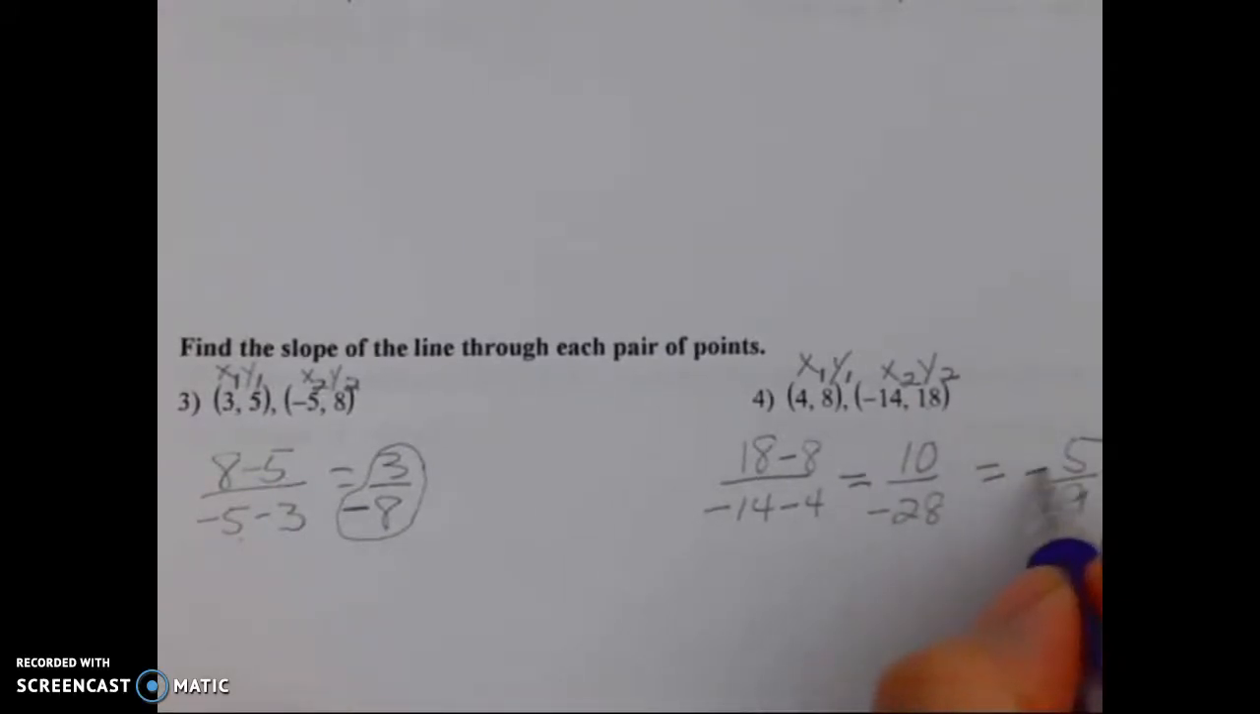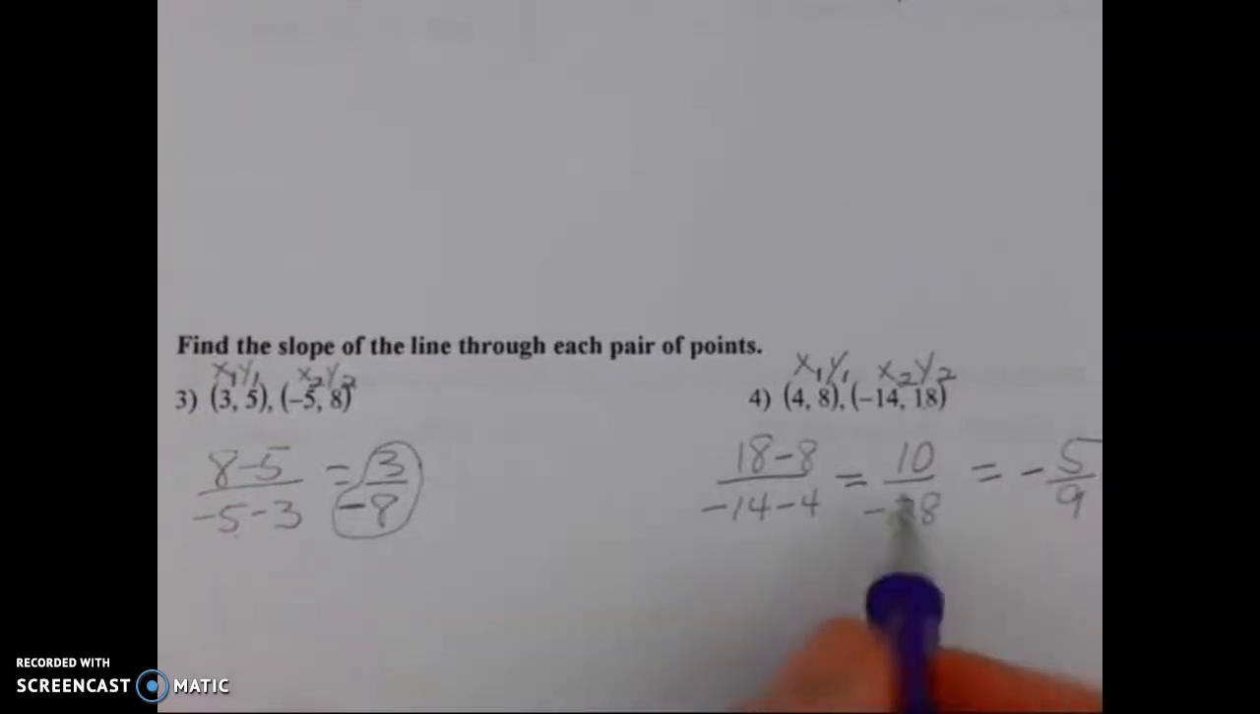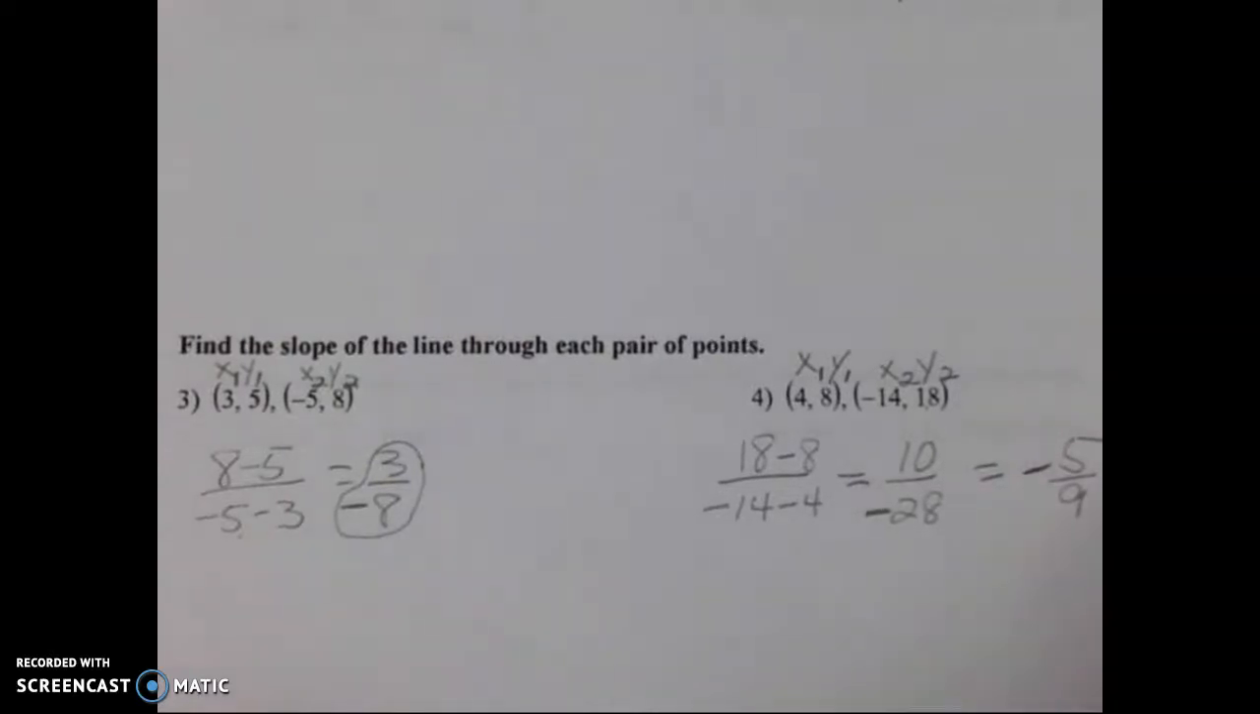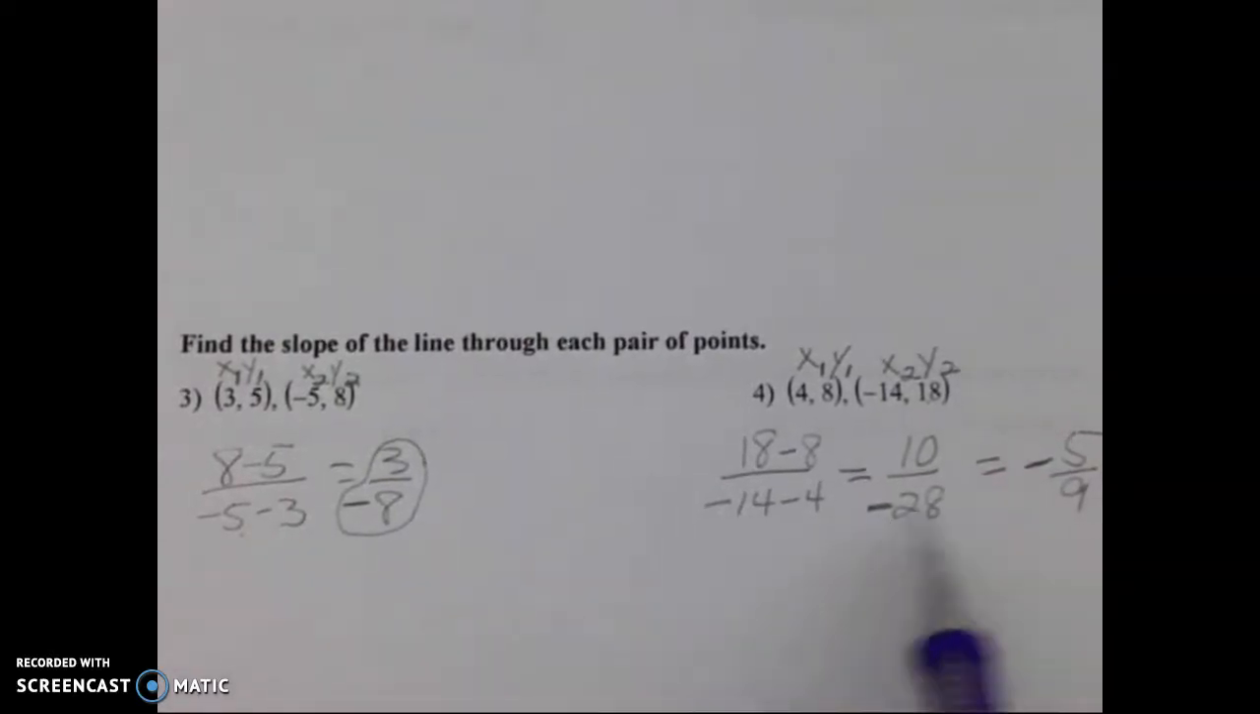Make sure that you have a negative. Here's the deal with the negatives. You can put a negative in the denominator, in the numerator, or you could put it in the front. It still means the same thing. As long as you have one negative symbol, you can write it in the denominator, in the numerator, or sitting in the front.